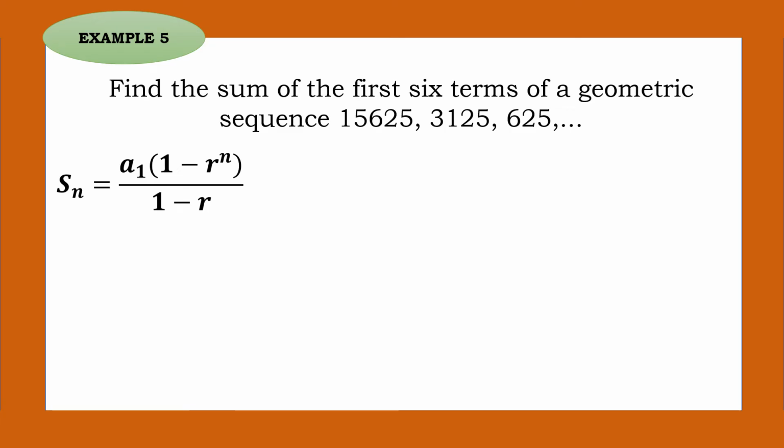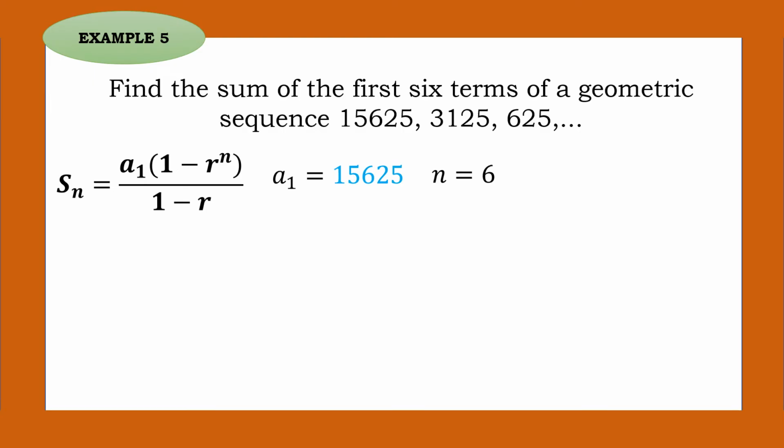Let us have the fifth example. Find the sum of the first 6 terms of a geometric sequence: 15,625, 3,125, 625, and so on. So, in this case, we need to identify the first term, and that is 15,625. The number of terms, or n, is equal to 6.